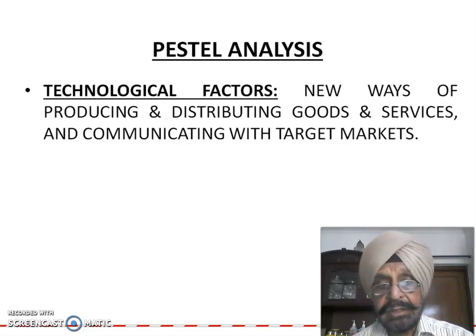technological factors. That is new ways of producing and distributing goods and services. We have seen digital marketing, automation, as well as communication with the target markets. How we communicate with the target market, like for example, Uber, Ola, etc. These are examples of technology factors.